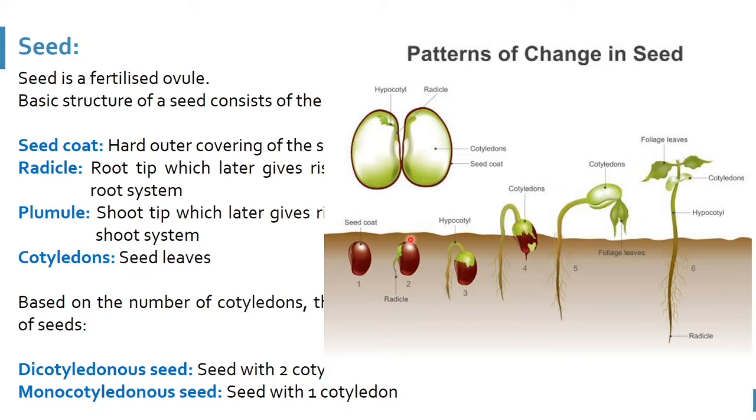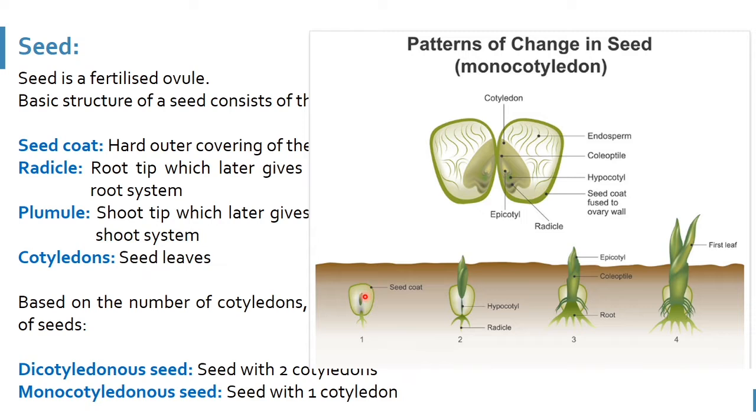leaves. Whereas in the case of monocot, the plumule and radicle both emerge at the same time, and the cotyledon remains suspended in the soil. The plumule, or coleoptile, forms the epicotyl or first leaves, whereas the radicle forms the root system.